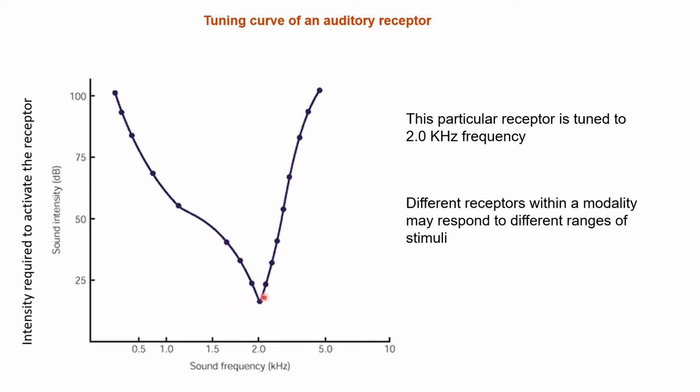And different receptors in our brains may be tuned to different frequencies. So there may be other receptors whose peak occurs at 3 kHz or 5 kHz or 1 kHz. And that's how we are able to detect different frequencies.